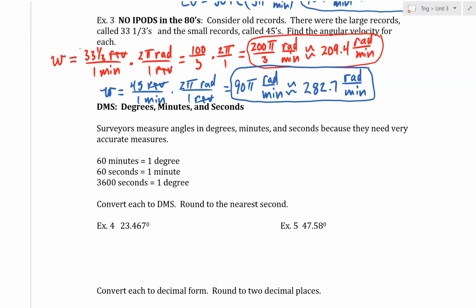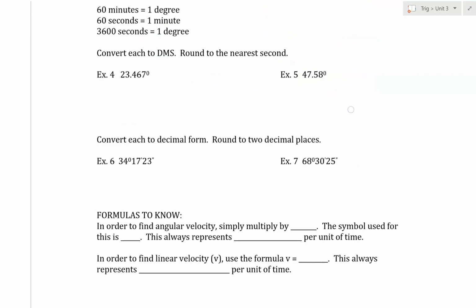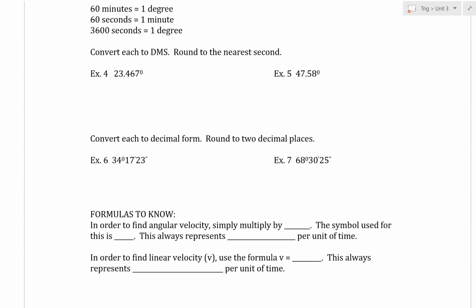degrees, minutes, and seconds. Surveyors measure angles in degrees, minutes, and seconds because they need very accurate measures. 60 minutes is 1 degree, 60 seconds is 1 minute, and 3,600 seconds would give you 1 degree. They want us to convert each of these to what they call degrees, minutes, seconds, DMS. Round to the nearest second.